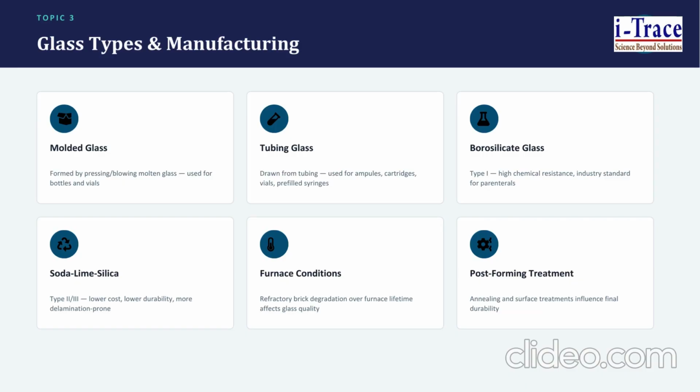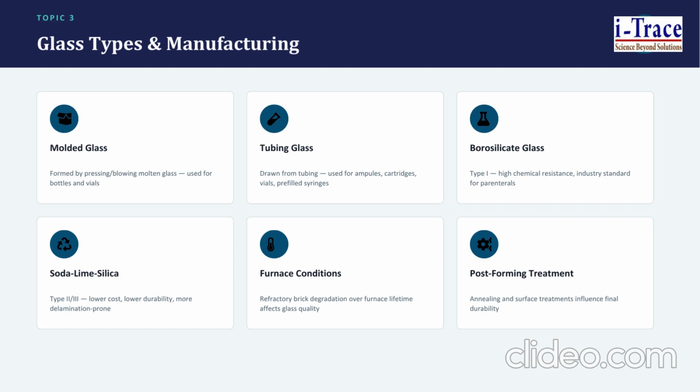Now let's talk about where the glass itself comes from, because manufacturing history matters more than most teams realize. There are 2 manufacturing routes: molded glass, which is pressed or blown from molten glass and typically used for bottles and vials, and tubing glass, which is drawn from tubing and used for ampoules, cartridges, vials, and pre-filled syringes. On the composition side, borosilicate type 1 is the industry standard for parenterals because of its high chemical resistance. Soda lime silica, types 2 and 3, is lower cost but also more prone to delamination.